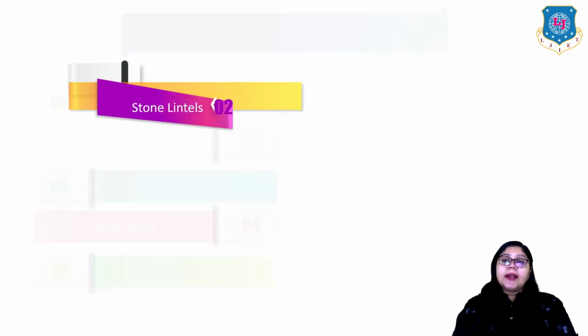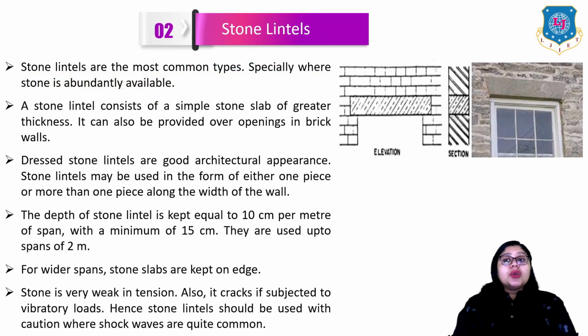Now let us move to the second type, which is the stone lintels. Stone lintels are the most common type, especially where stone is abundantly available, which means easily available. A stone lintel consists of a simple stone slab of greater thickness. It can also be provided over openings in brick walls. Stone lintels have good architectural appearance and may be used in the form of either one piece or more than one piece along the width of the wall.